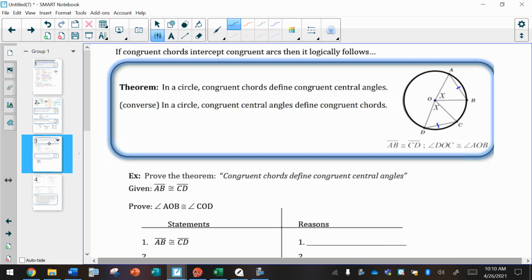All right. Next, if congruent chords intercept congruent arcs, then congruent chords also define congruent central angles. So the congruent chord AB and the congruent chord DC created equal arcs AB and arc DC, which means they will create equal central angles, x and x.